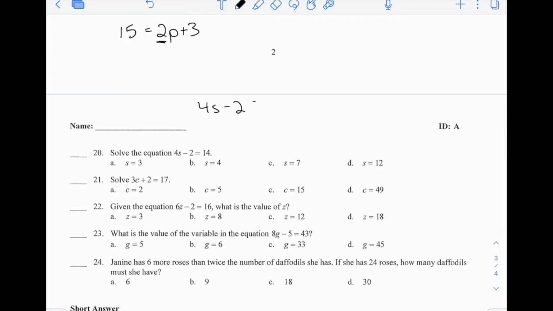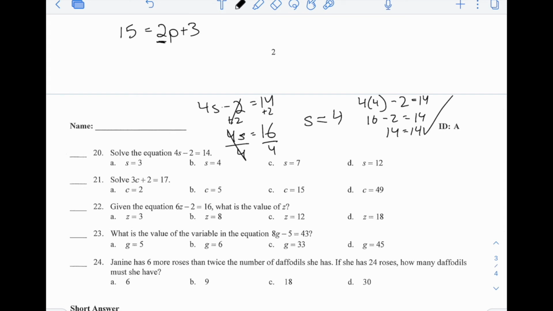4s minus 2 equals 14. So I'm going to add 2, plus 2. So I got 4s equals 16. We've got 4 times s, so I'm going to divide by 4. Divide by 4. Now I've got my variable all by himself, and that's 4. I want to check and make sure I got this right. 4 times 4, because I'm saying the s is 4, subtract 2 equals 14. 4 times 4 is 16. Subtract 2 is 14. 14 equals 14. Check. So s equals 4 is B.